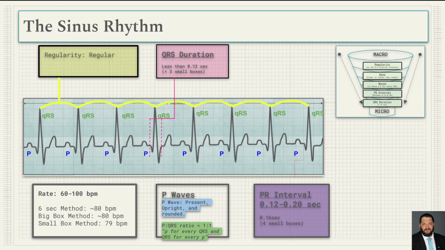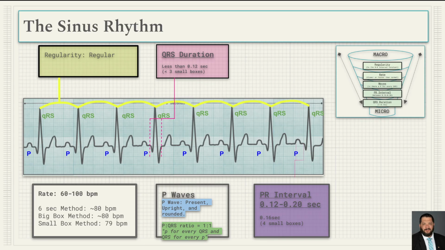And the last thing that we're going to check is our QRS duration. For a normal sinus rhythm, our QRS duration should be less than 3 small boxes. We can see here that our QRS duration is less than 0.12 seconds or 3 small boxes. This is the normal sinus rhythm.